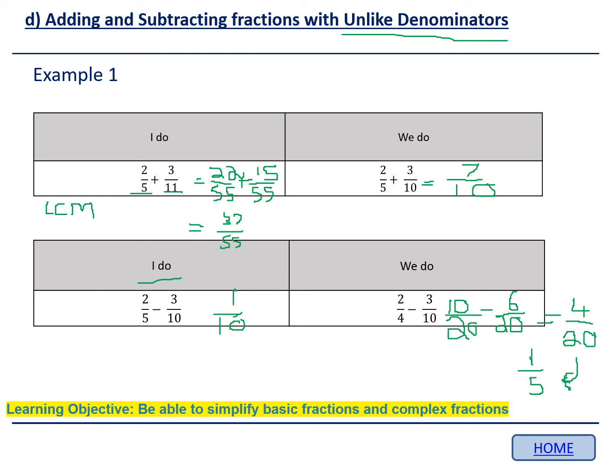How many times does 10 go into 20? That's twice. We times 3 by 2, so we're 6 over 20. We take that away. We end up with 4 over 20. And then don't forget the last step, the third step, we need to simplify. And 4 goes into 4 once and into 20 5 times. So we end up with our 1/5.